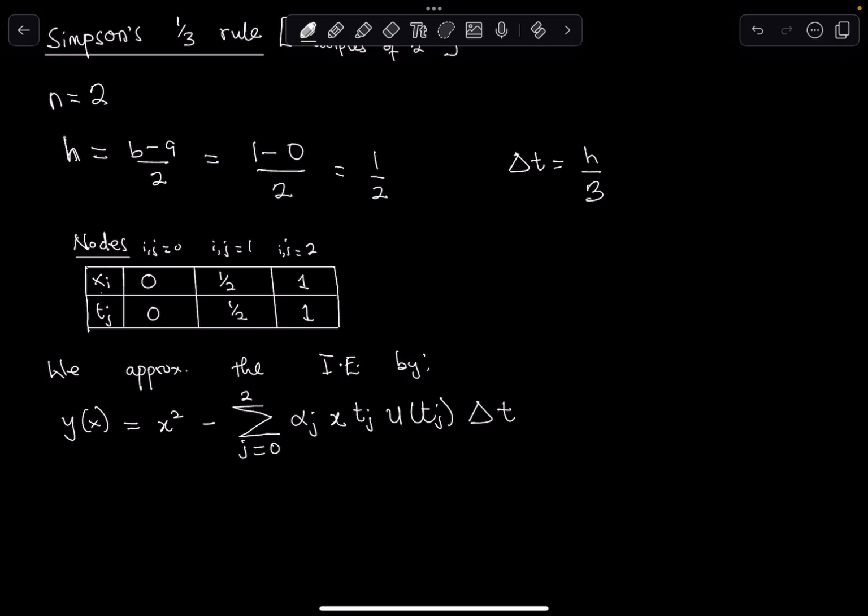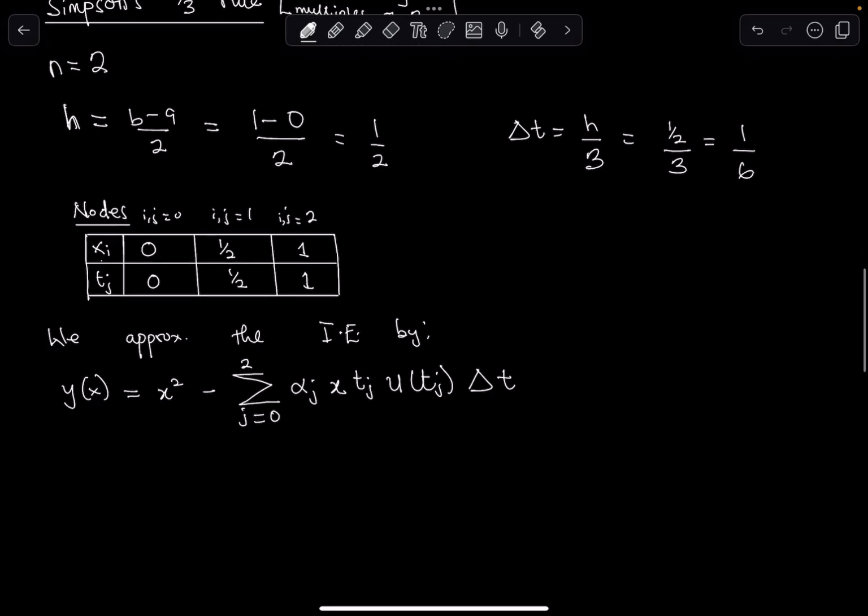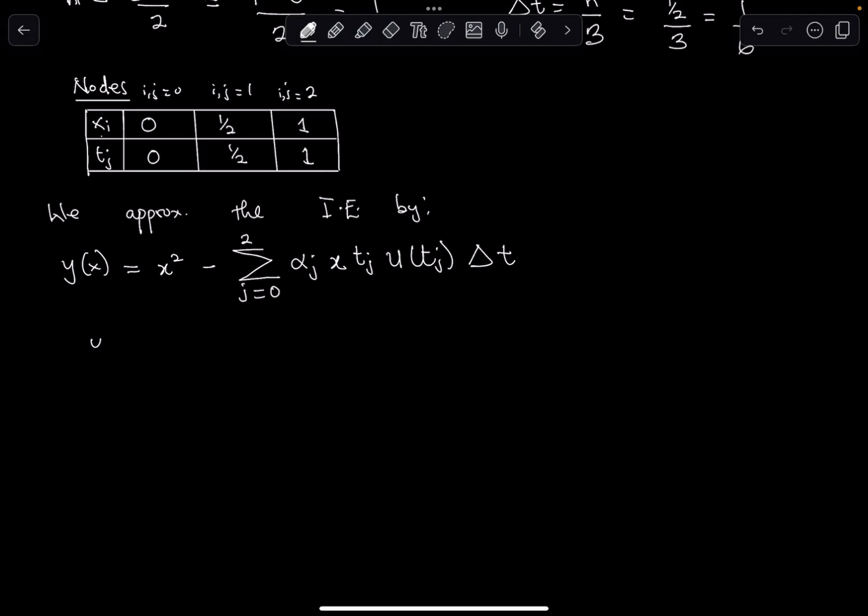Keep that in mind. So in this case, it's going to be 1 over 2 divided by 3, which is 1 divided by 6, okay? So we can further simplify this, and this is going to be f of x, y of x being equal to x squared. Now this is just a constant, so I can pull that out. So minus delta t summation j starting from 0. Let me not use summation again. Let me just simplify it, okay?